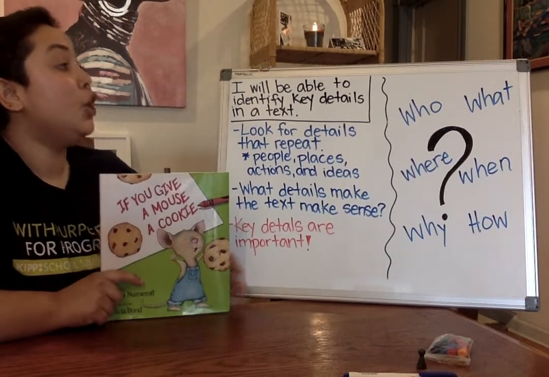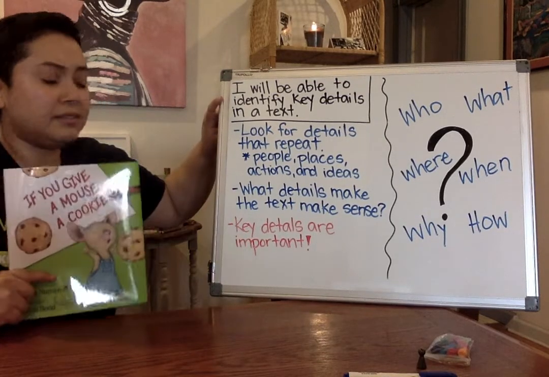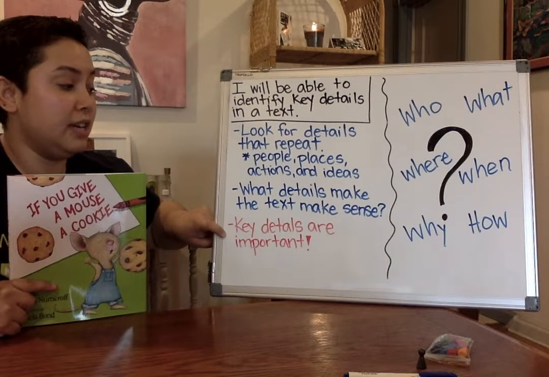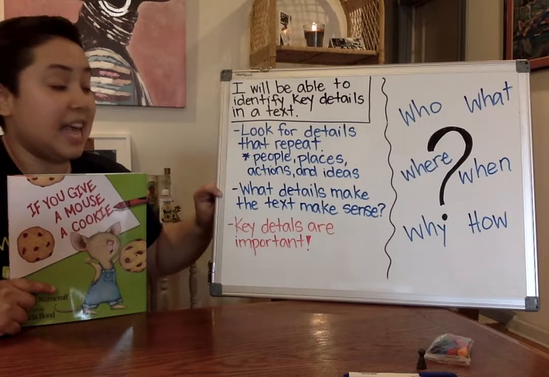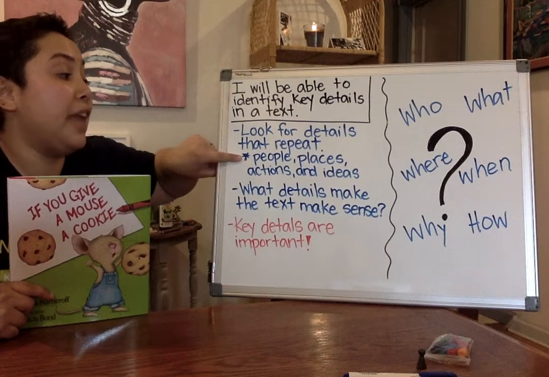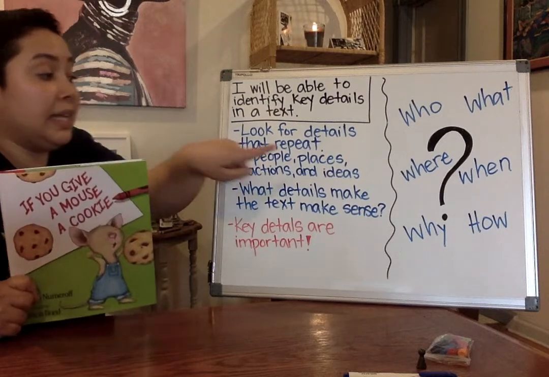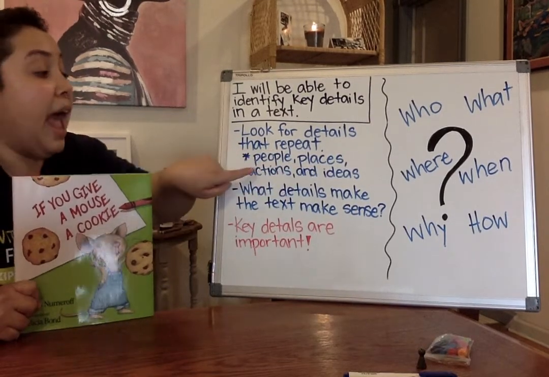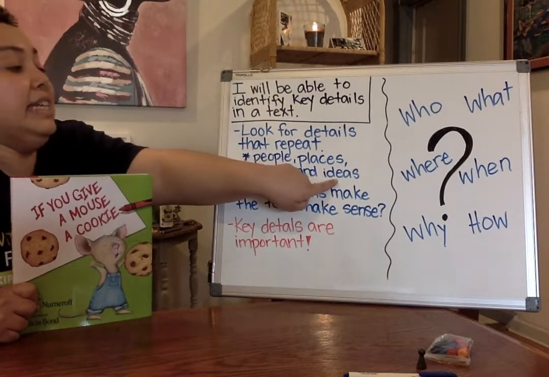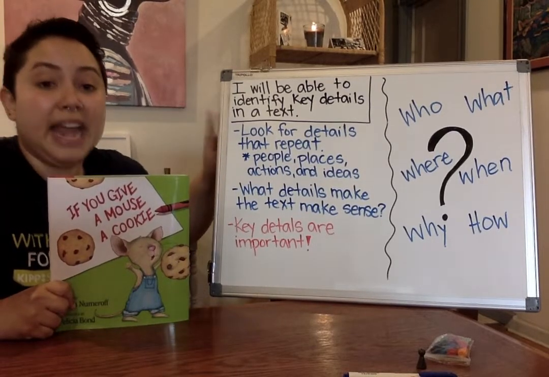Today, while we're reading, you will be able to identify key details in the text. And key details are important. They're important pieces of information that help our story make sense. Now, when we're looking for key details, we're going to look for things that repeat. People or characters in our text, places, that's the setting, actions, things that the characters are doing, and things that happen, and ideas. So again, we're going to be able to identify the key details in a text.